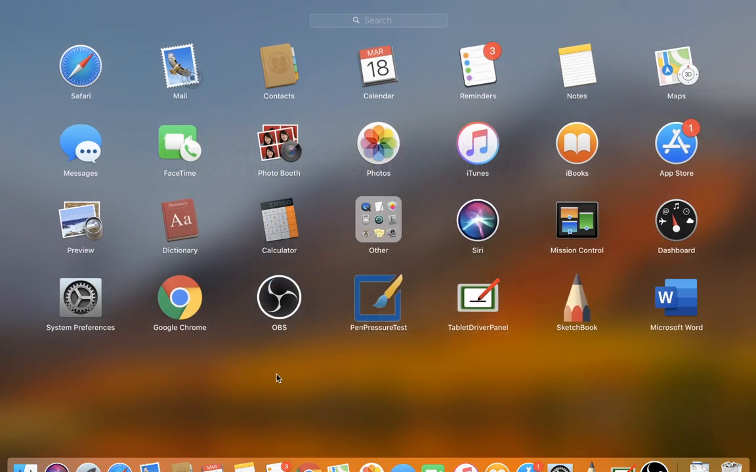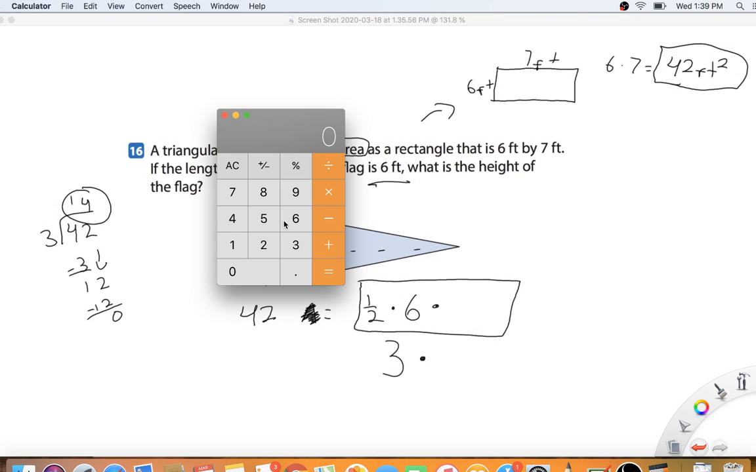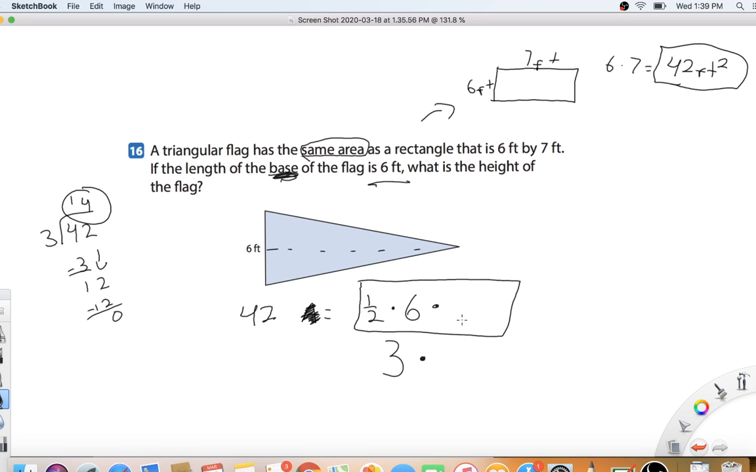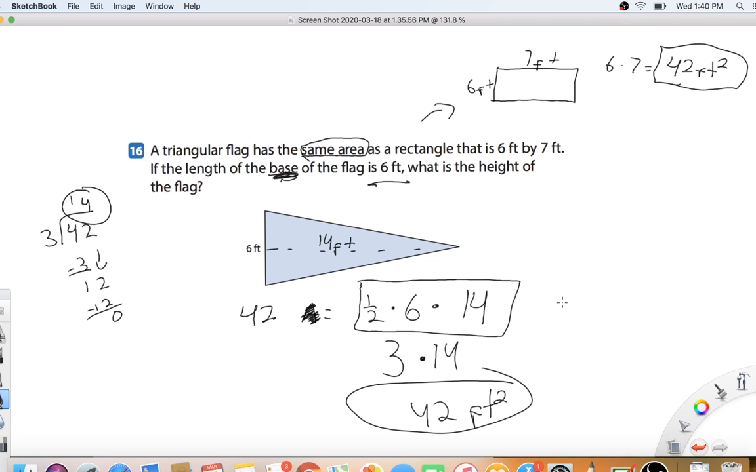If you want, you can check on a calculator real quick. I'll do it for you guys. So 14 times 3 equals 42. That means that this missing side would have to be 14, so this height right here would be 14 feet. And I know this because if I multiply 3 times 14, I get 42 feet squared, and that's the same area as the one up here.